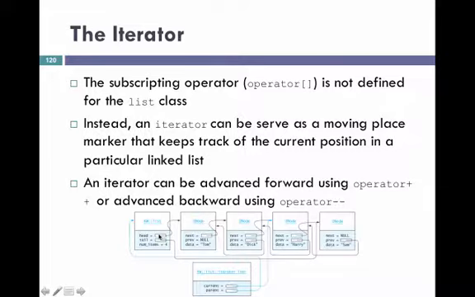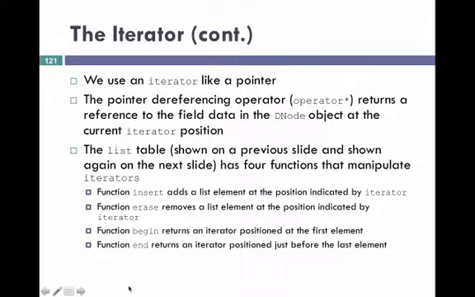So here's an example of a list. It's a double linked list. It's not a circular list. And here's an iterator that points to this current node, Harry, and parent refers back to the list class that's managing this list. Now, we use an iterator like a pointer, and the pointer dereferencing operator, the star, returns a reference to the field data in the dnode object at the current iterator position.